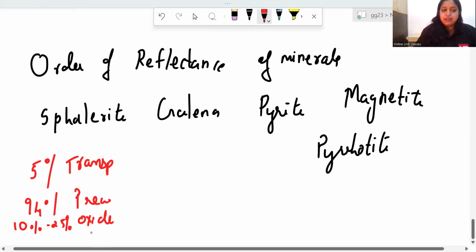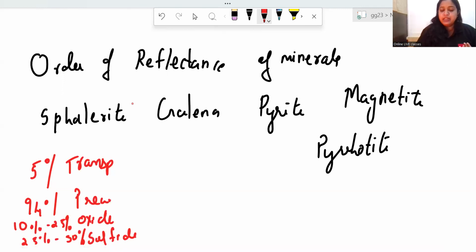Sulfides, on the other hand, have much higher reflectance, from 25% to 50%. Galena, pyrite, and sphalerite are all sulfides, so magnetite will have the least reflectance. The reflectance of galena is about 43-44%. Pyrite reflectance is much higher, 52%.